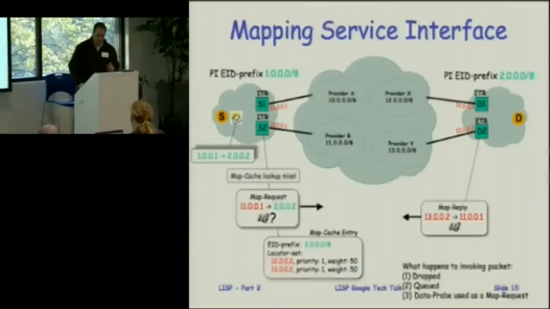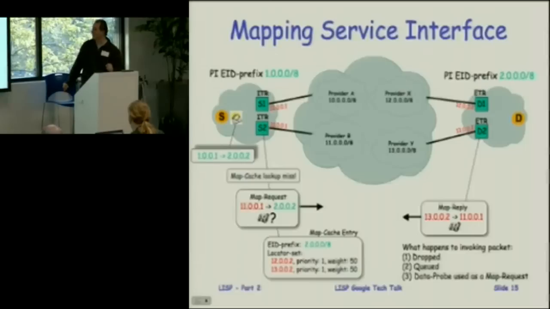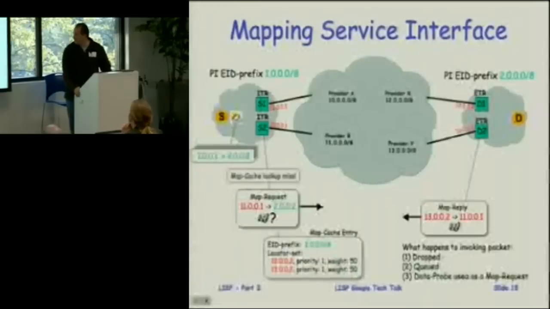Let me continue because I'll answer most of your questions on how things work. Now, the big question, and I'm surprised nobody asked, maybe you guys don't care, is what happens to the packet that invoked it? What do you do? Well, there's really three things you can do. You can drop the packet, just like ARP does in Neighbor Discovery. You can queue the packet. Well, talk to your hardware vendors: how much queuing are they going to do in the data plane? Or you can actually use the data packet, forward it, and use it as a map request. And that's what Ed was referring to as a data probe.